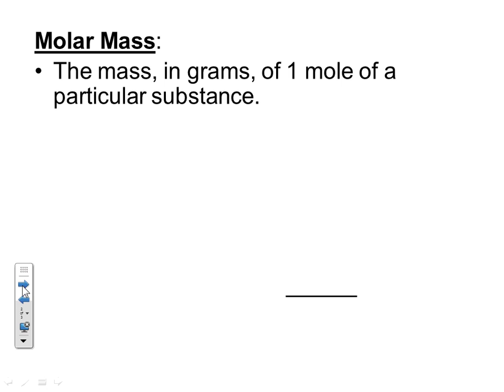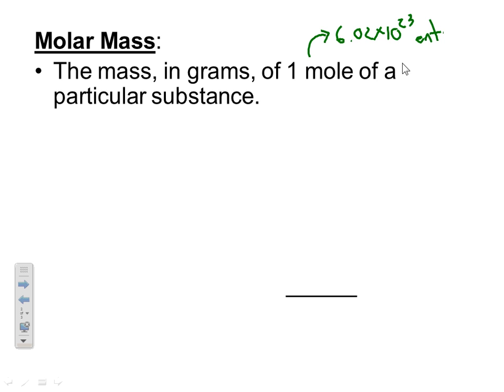So let's define what a molar mass is. You can write this down. This is the mass in grams of 1 mole of a particular substance. So we're talking about this thing called the mole. Remember, the mole is this large number of things. Remember, it's 6.02 times 10 to the 23 entities, right? And that can be molecules or atoms or formula units. It's a really large number of these entities.